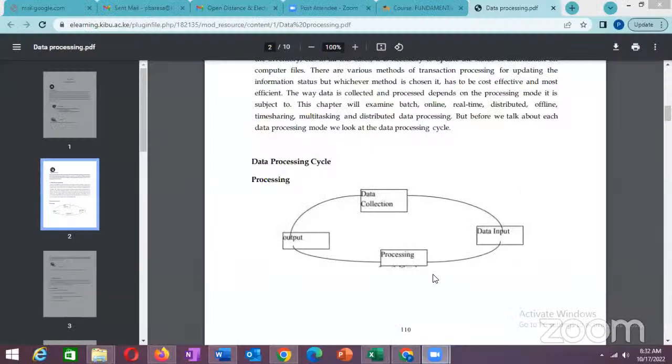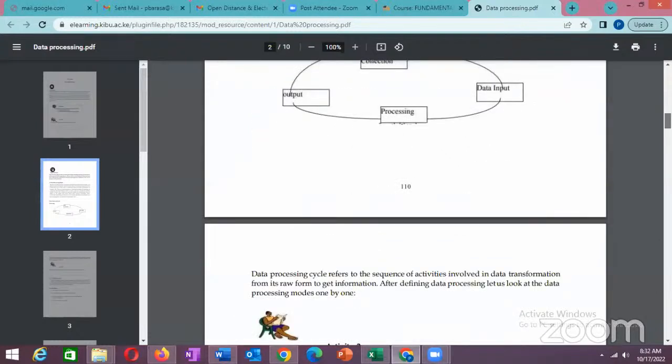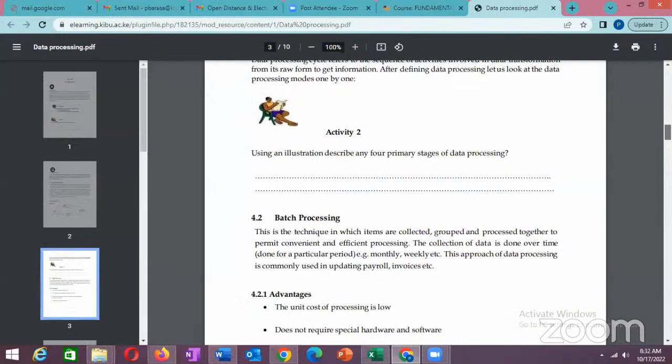So we have the processing. So you have data collection, data input, then you process the data, converting the data into meaningful information. That is processing. Then you can output that data. So this is the data processing cycle. And when you are able to display that, then it becomes very important.